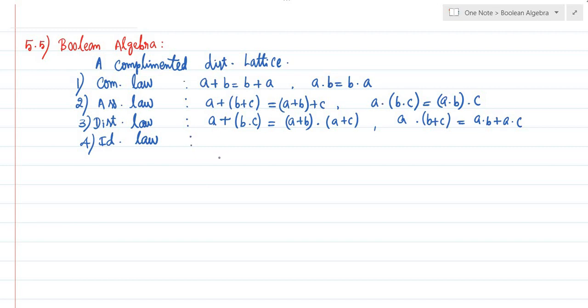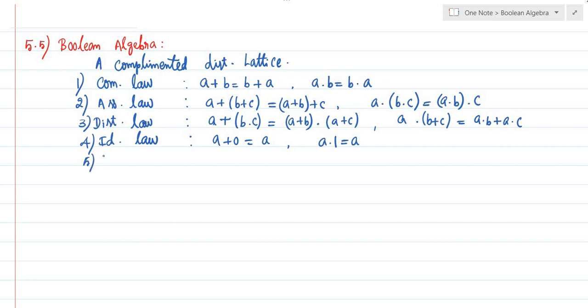And the fourth one is the identity law. Here there exist some identity elements, that is 0 and 1, which belong to the Boolean set, that is capital B, such that A plus 0 is equal to A, where 0 is the identity element, and A dot 1 is equal to A, where 1 is the identity element.